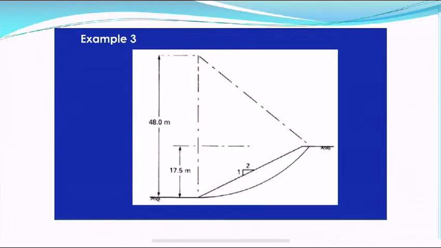This is the slope cross section which is shown, and this is the center of rotation. The slope inclination is 1 vertical to 2 horizontal, and the vertical height is 17.5 meters. If it is 17.5, the horizontal distance will be around 35 meters, and this is the failure surface that is assumed. The failure surface entry is at the crest portion and the exit point is at the toe, and this height is 48 meters.